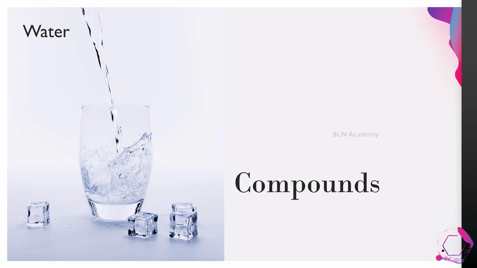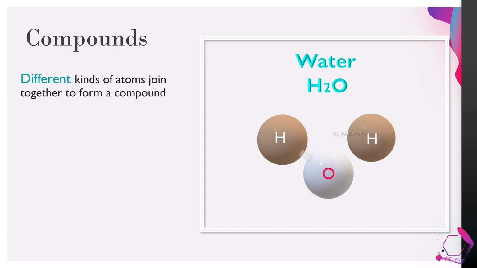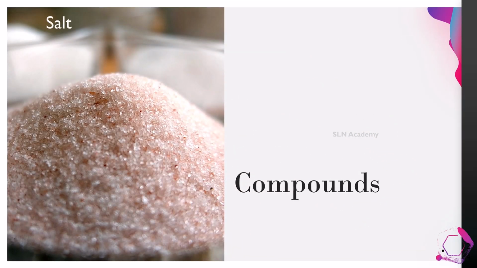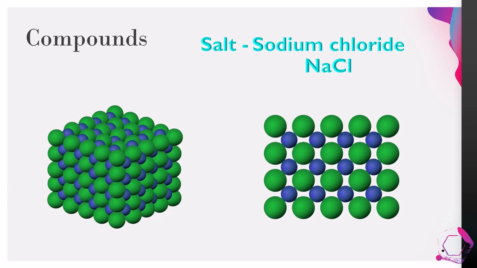One example of compound which we use regularly is water. Water is represented by H2O. This means it has two atoms of hydrogen and one atom of oxygen. Another example of compound which we regularly use is salt. Sodium chloride, which we call as salt. It is represented by NaCl, which means one atom of sodium and one atom of chlorine.